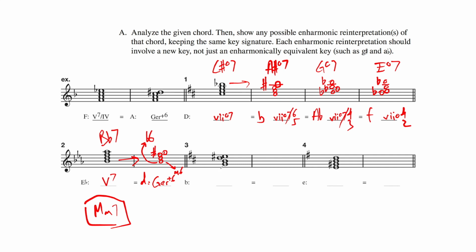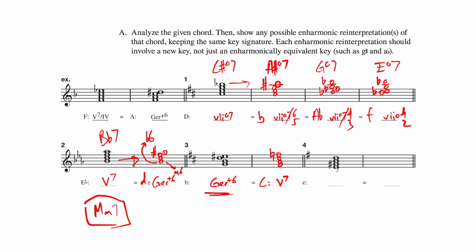And the next one, this time we have a German augmented 6 chord in B minor. And like major minor 7th, also the German augmented 6 chord has only one possible enharmonic reinterpretation, and it is V7 chord. Let's write the chord. Instead of E sharp, we are using F flat. And it is the dominant of C major or C minor.